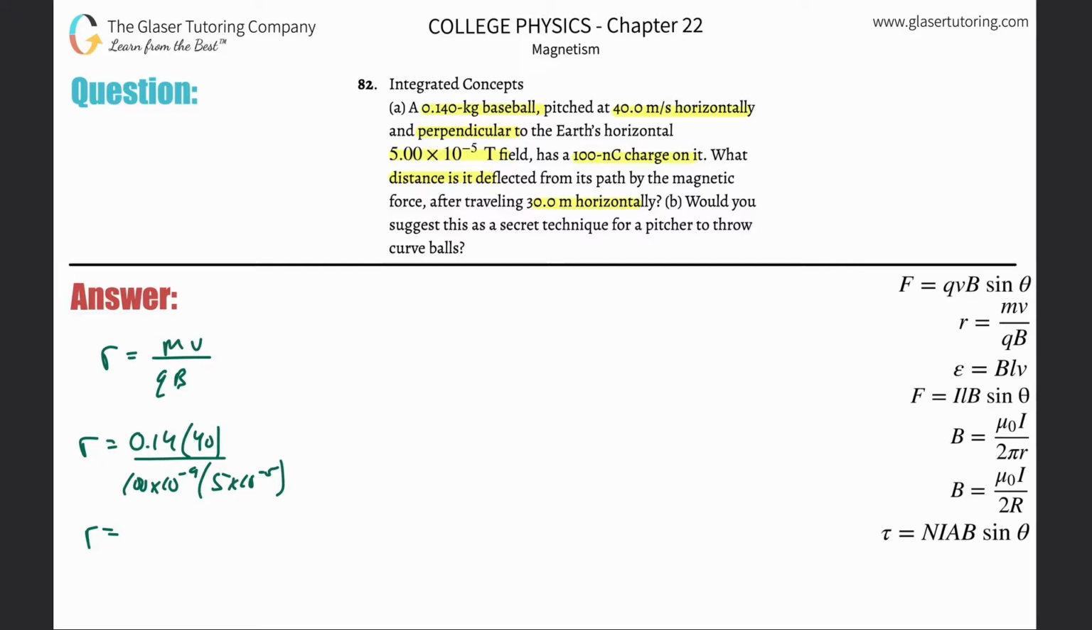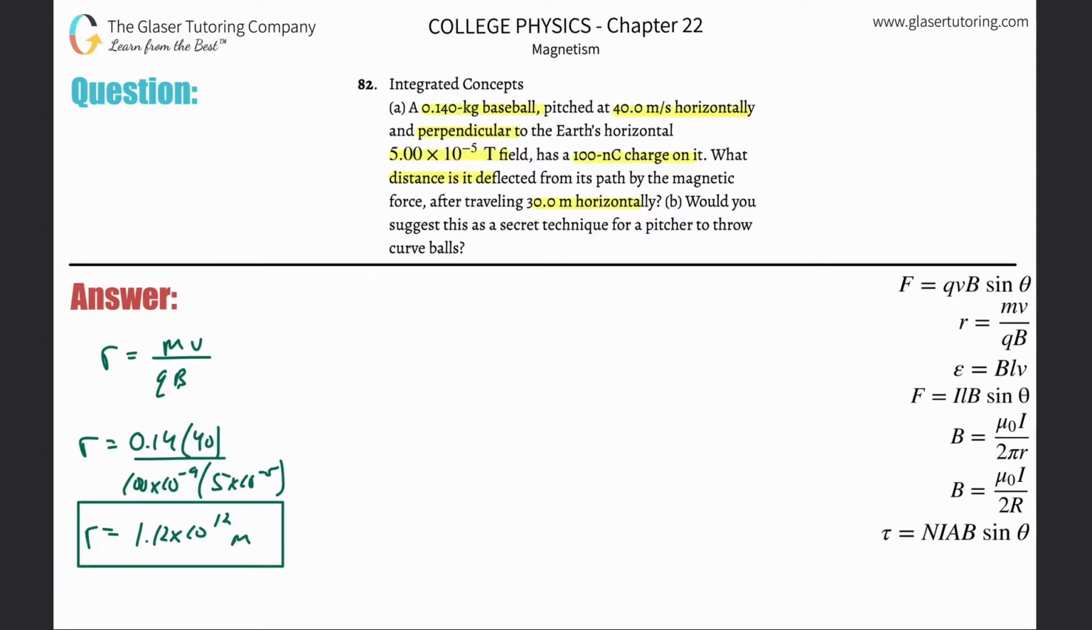So we're going to get 0.14 times 40, divided by, parenthesis, 100 times 10 to the minus 9th, times 5 times 10 to the minus 5th. All right, so we get about 1.12 times 10 to the positive 12th. Okay, it's huge. Meters. That's the radius of curvature.